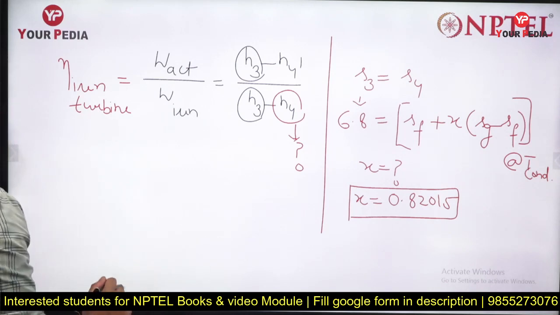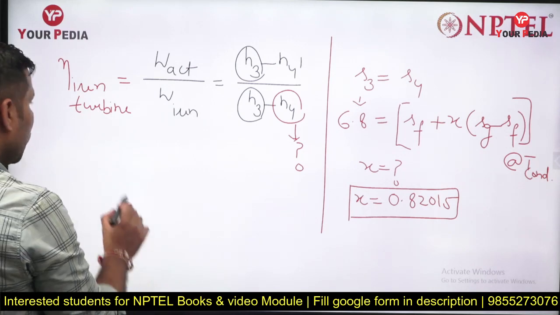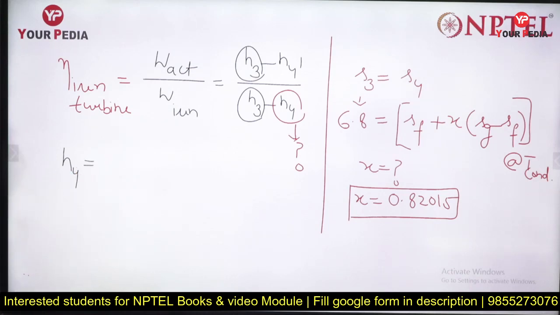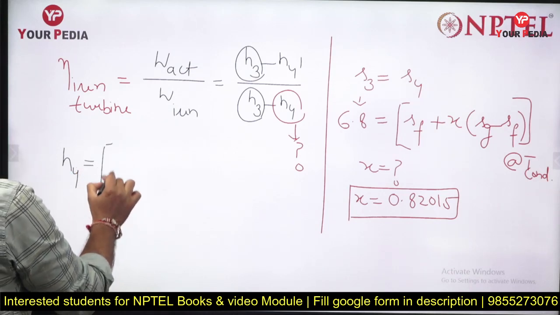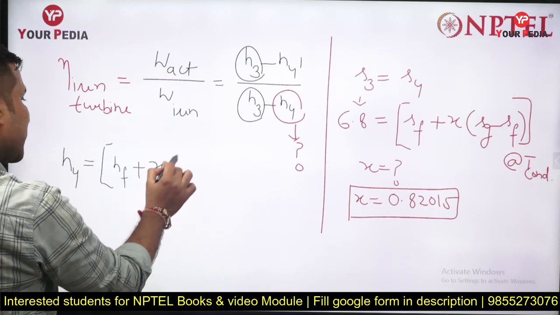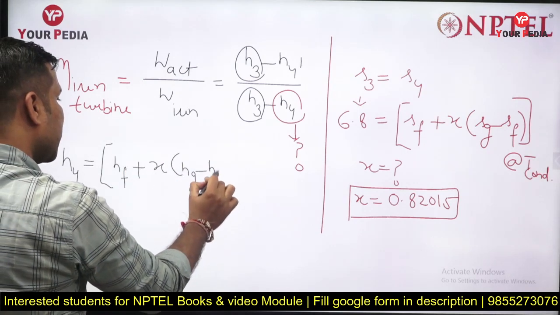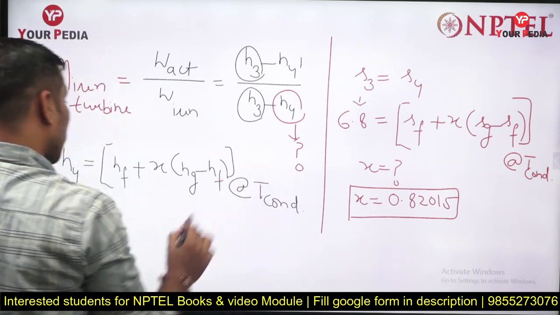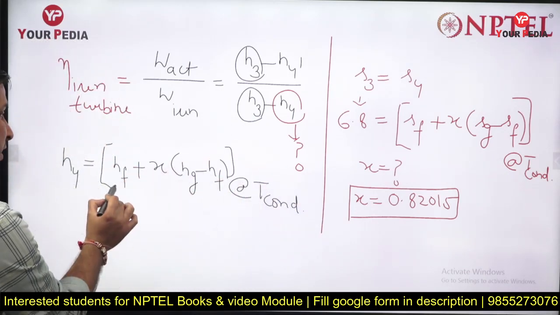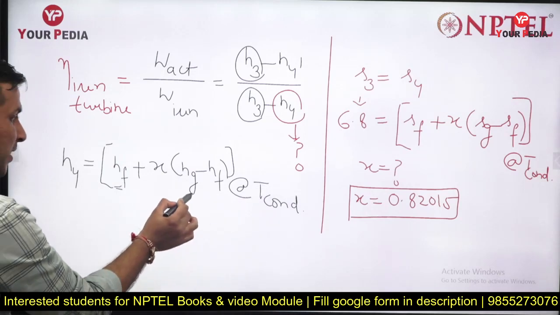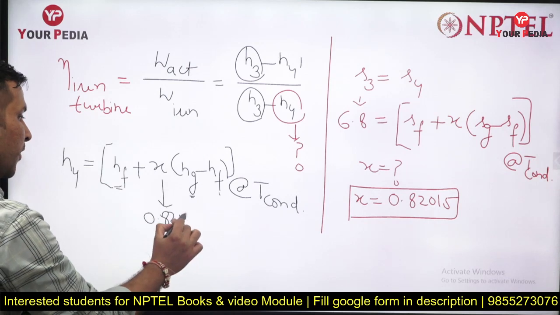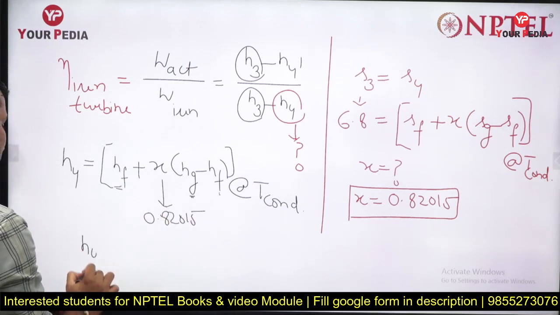Now, if you know the dryness fraction, then what you need to do? You need to write here H4, because H4 will be HF plus X times (Hg minus HF), again at T condenser. At condenser temperature, you know HF from the property table, you know Hg, you know HF, and X we evaluated, which is 0.82015. You will get the H4, guys. Using this equation, you will get the H4. Fine.